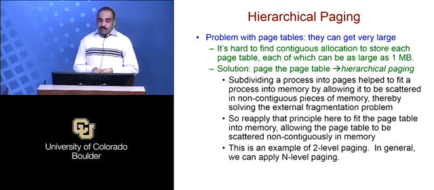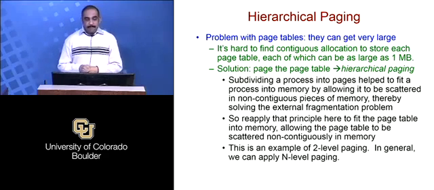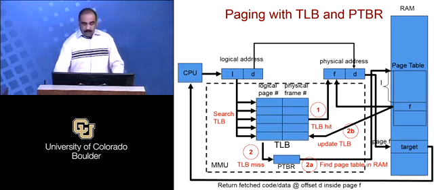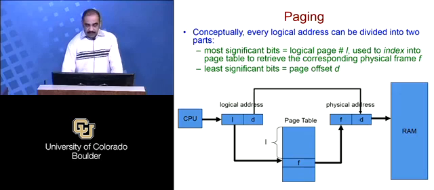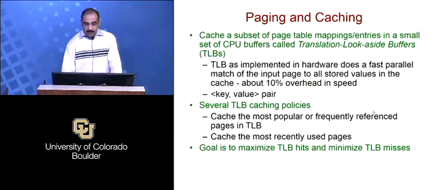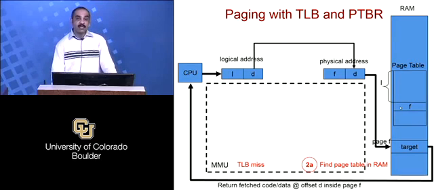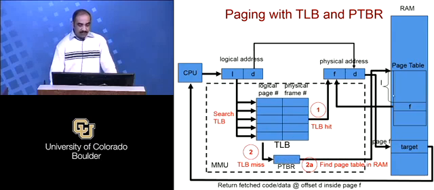Now, the problem with page tables is that these page tables can get very large. Notice that although we said the pages of a particular process can be stored anywhere in memory, in any frame, the page table itself has to be stored contiguously, because all you have is a page table base register, which tells you the beginning address where the page table is stored. So the entire page table has to be stored contiguously.